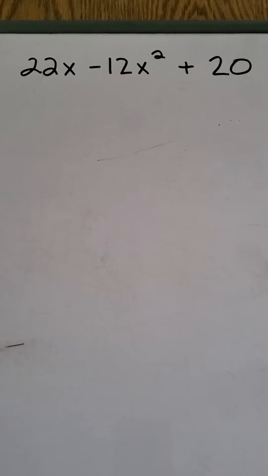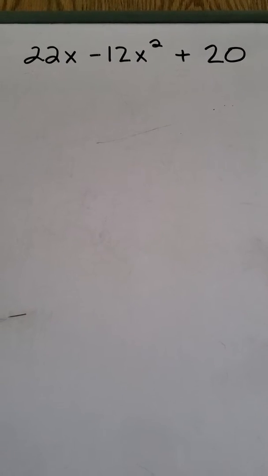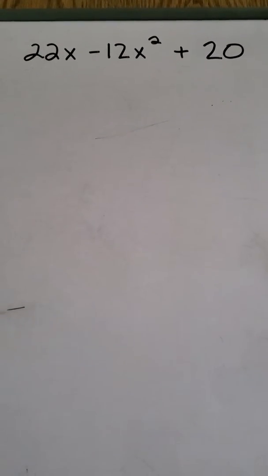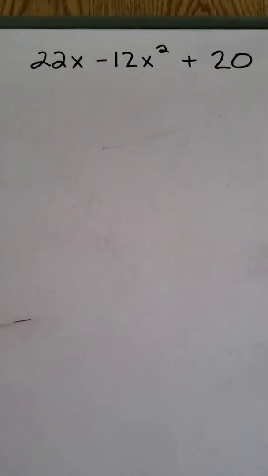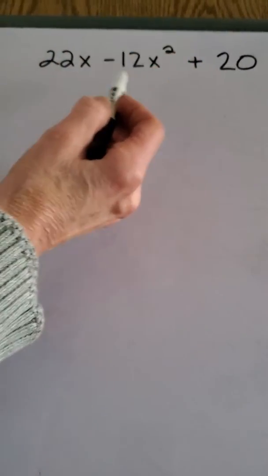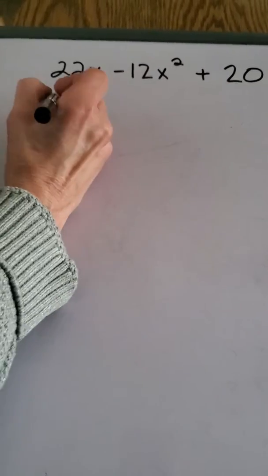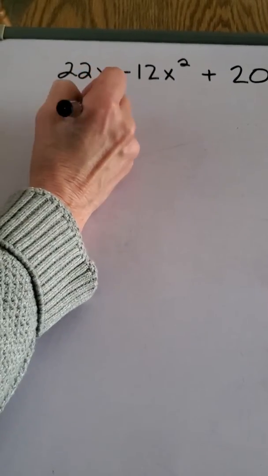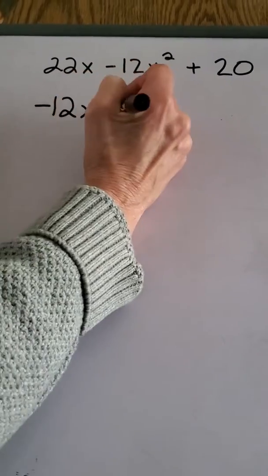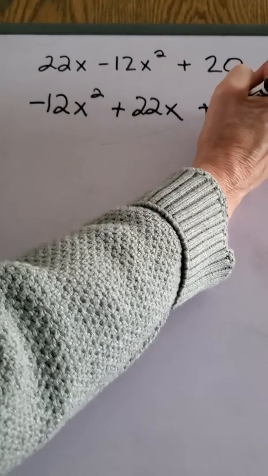Today you will learn how to factor a quadratic where the lead coefficient is other than 1. Step 1, we want to make sure our quadratic is in the proper order, where the exponents are in descending order. In this particular quadratic, it is not. So let's rearrange some of these values. I'm going to rewrite this as 12x squared plus 22x plus 20.